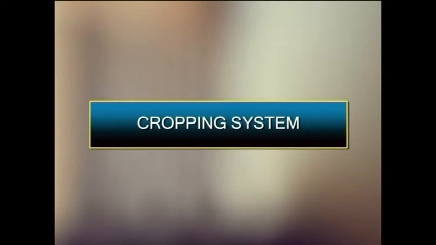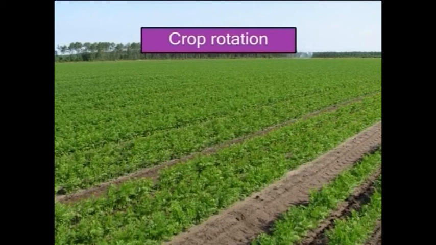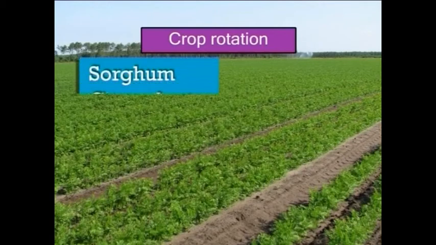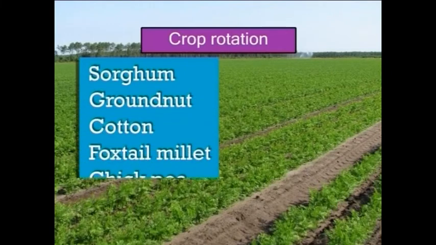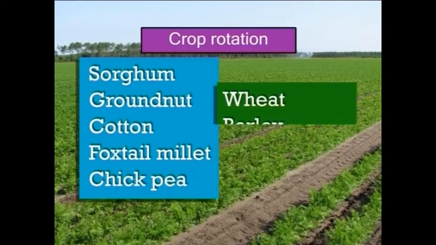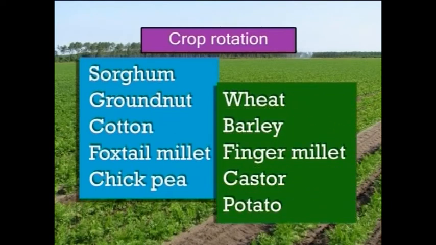Next, we will see what cropping system can be followed in pearl millet. Some of the most important cropping systems practiced in India are given below. First is crop rotation. Pearl millet can be grown in rotation with sorghum, groundnut, cotton, foxtail millet, chickpea, wheat, barley, finger millet, castor, and potato.